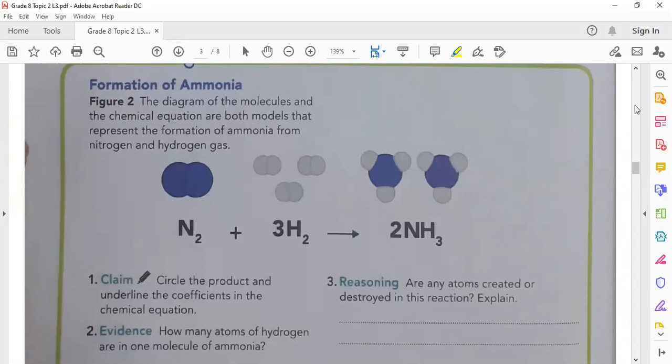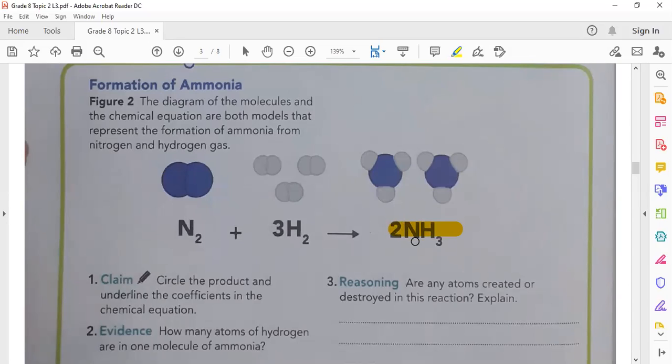We'll do this exercise and that's it. Yesterday in this homework, most of the students have mistakes. Look at this diagram. The diagram of the molecules in the chemical equation are both models that represent the formation of ammonia. This is ammonia. How it is formed: when nitrogen molecules, nitrogen gas, react with hydrogen, they form ammonia.